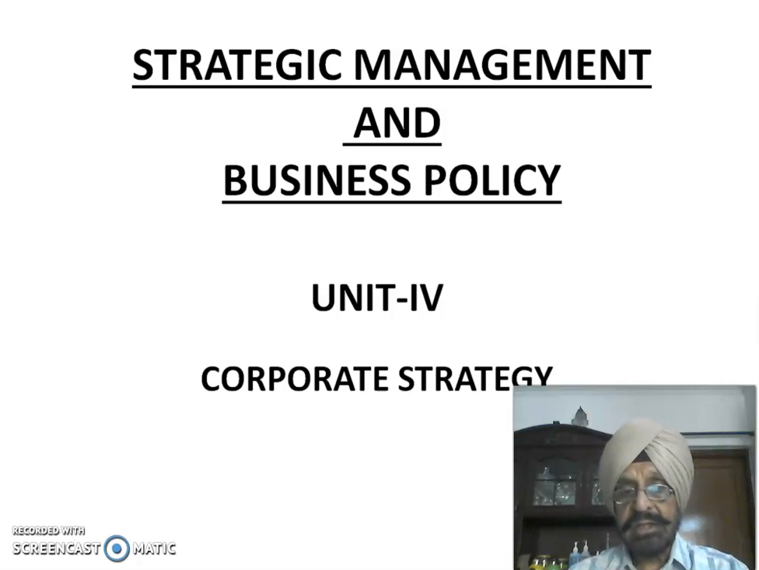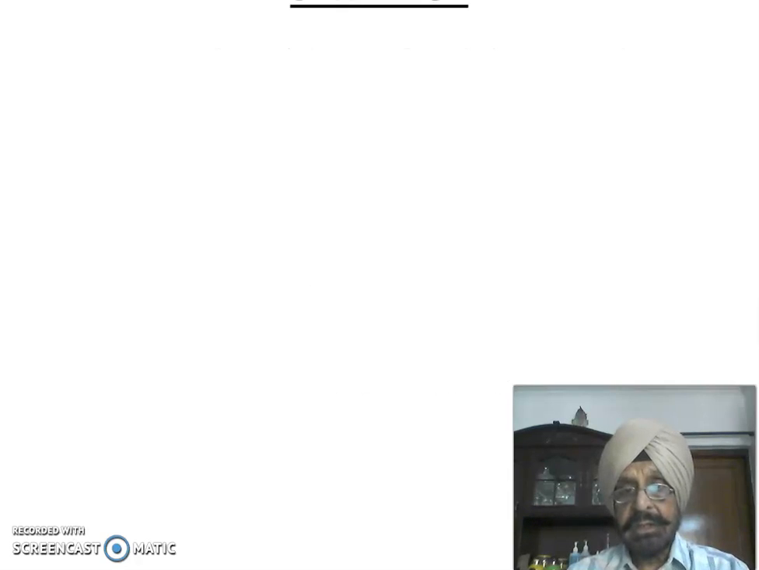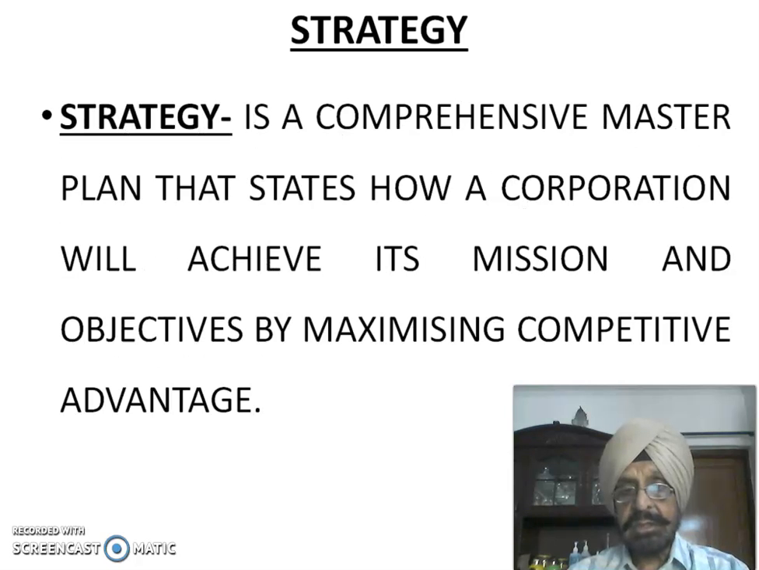Before going on to corporate strategy, let us understand what is meant by strategy. The strategy, as it says, is a comprehensive master plan that states how a corporation will achieve its mission and objectives by maximizing competitive advantage. The 3 things to be noted are the comprehensive master plan, second, how a corporation will achieve its mission and objectives, and third, maximizing the competitive advantage. We will be seeing this in the coming slides later on.